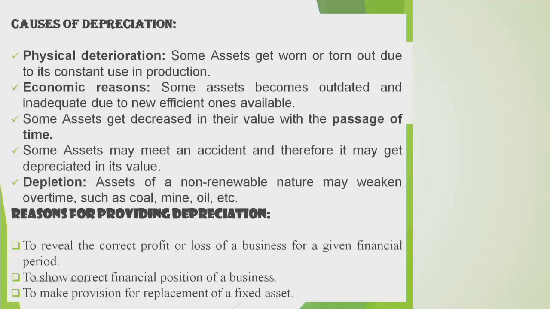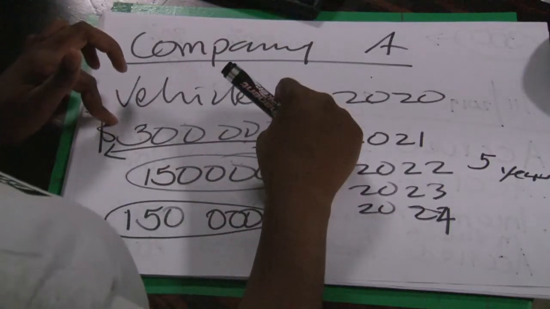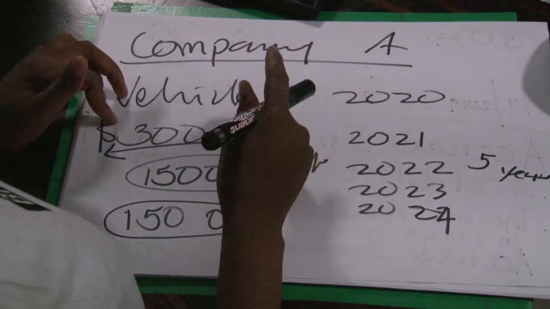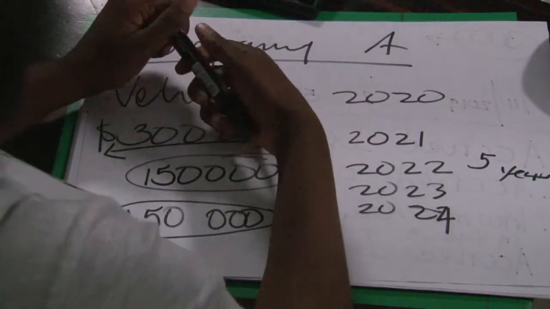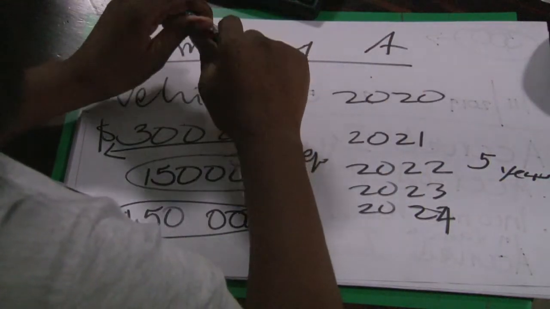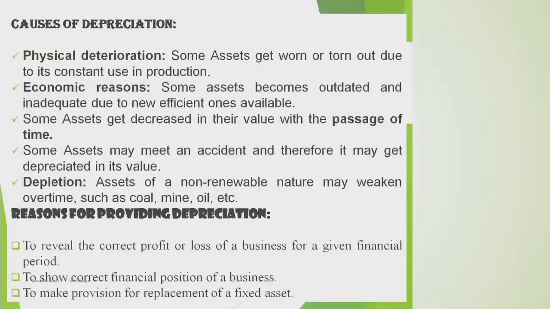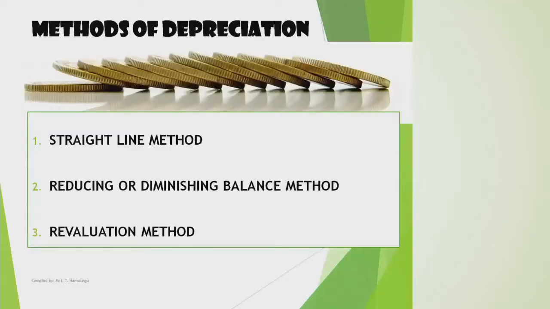Reason for providing depreciation: to reveal the correct profit and loss account at the given time. So the reason why we do depreciation is because we want to give a true reflection of the asset value when we are recording in our income statement. After 5 years, for example, you can't record a vehicle worth 300,000. No, because the value has gone down. If you record 300,000, you are overstating the amount. You are not really giving a true reflection of your assets. It is to show the correct financial position of the business and to make provision for replacement of a fixed asset.